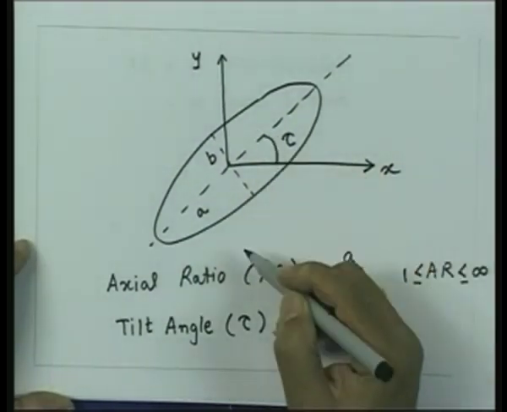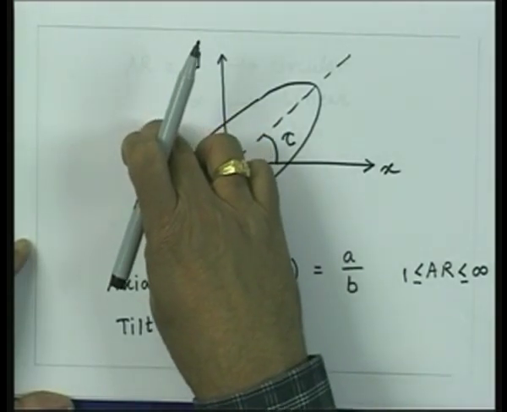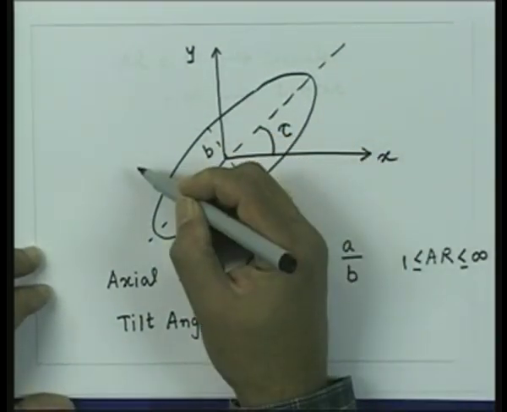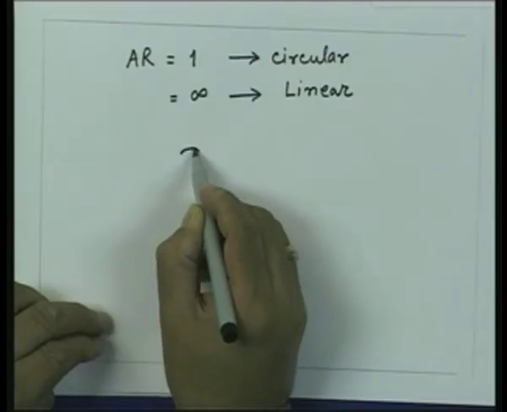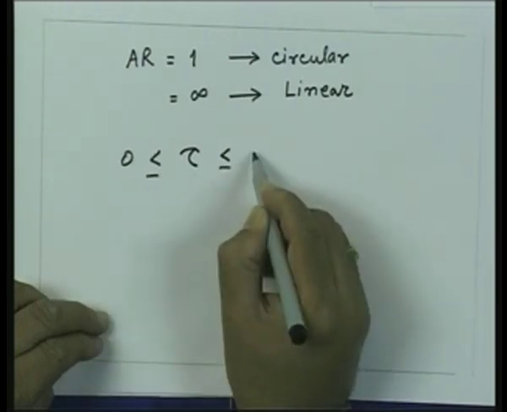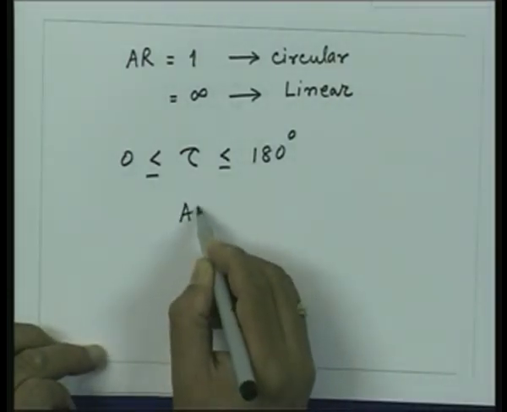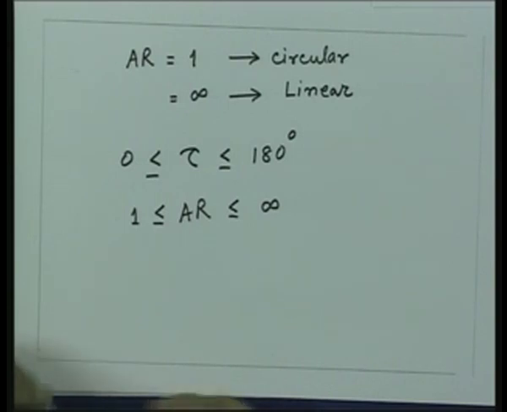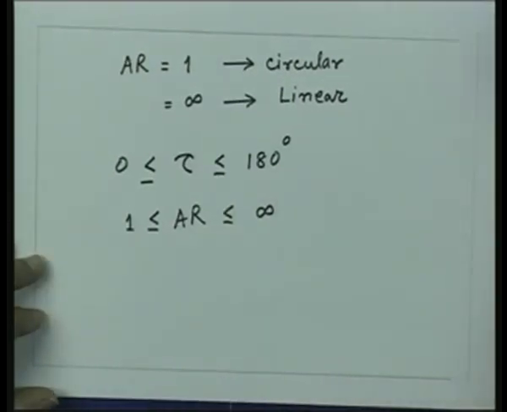And the tilt angle tau, if you rotate this axis, we start from 0 here, and when tau becomes equal to 180 degrees, that is the maximum you can have, because beyond that there is a symmetry. So, the parameter tau can go from 0 to 180 degrees, and as mentioned earlier, the AR will be 1 to infinity. If I define these two parameters, the tilt angle and the axial ratio, then we can define the shape of this ellipse uniquely.